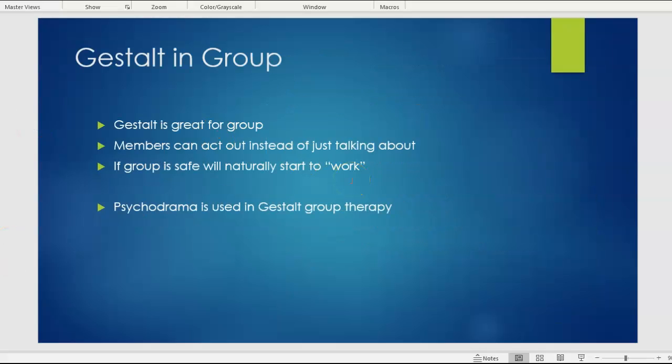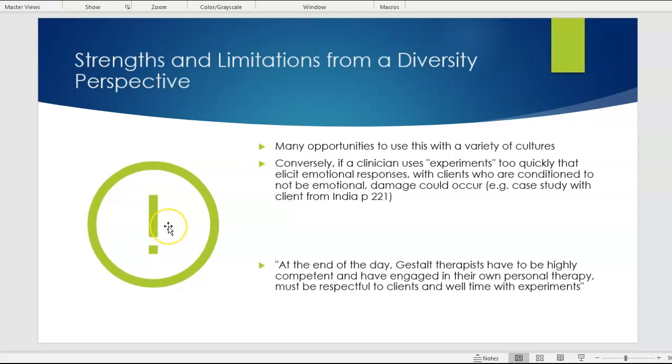Gestalt is awesome for grief. It's awesome. Psychodrama is used in Gestalt therapy. You can see how these activities, experiments, and really exercises would be awesome. There are strengths and limitations from a diversity perspective, with many opportunities to use them with a variety of cultures, but experiments used too quickly that can bring a strong emotional response can be damaging, like the case study on page 221 with the client from India.